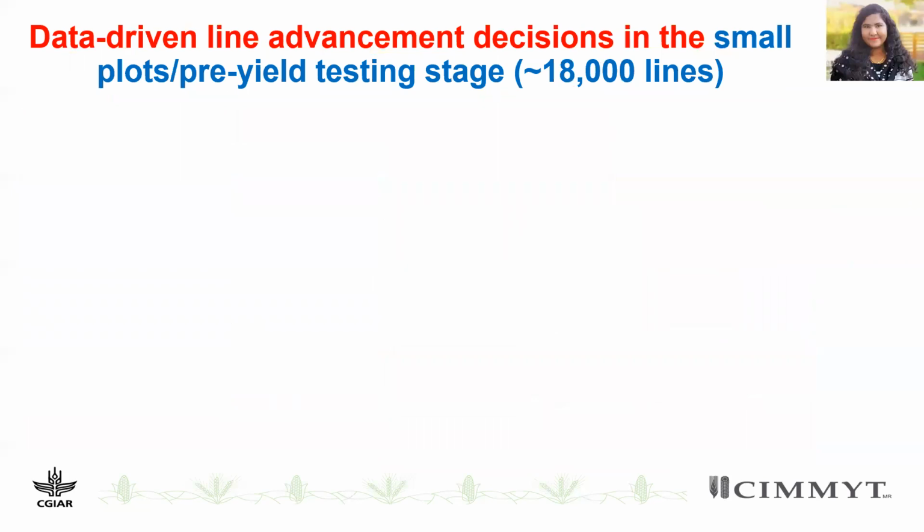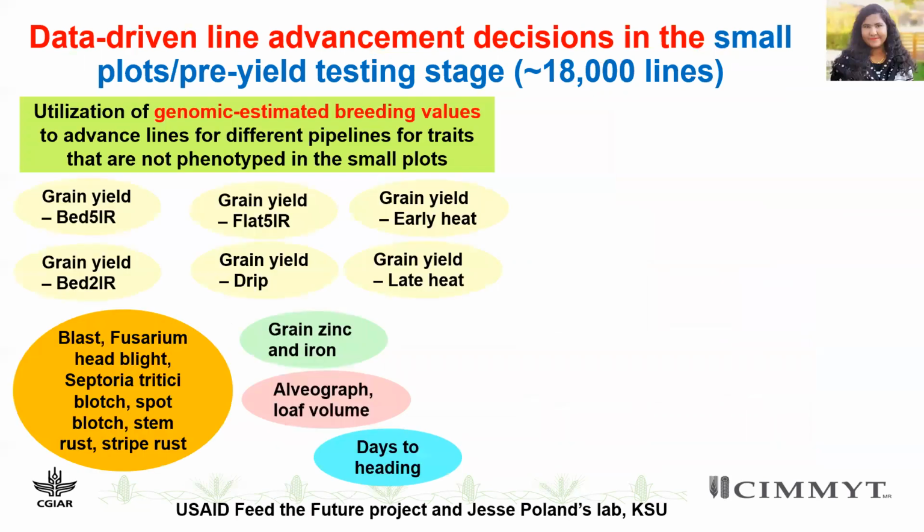So the first stage here, the small plot stage or the pre-yield testing stage, where we have about 18,000 lines, all of which have been genotyped. So we use the genomic estimated breeding values of all these lines to advance lines for different breeding pipelines. And these are for traits that are not phenotyped in the small plots. So for all these 18,000 lines, we just have the genomic estimated breeding values and no phenotypes.